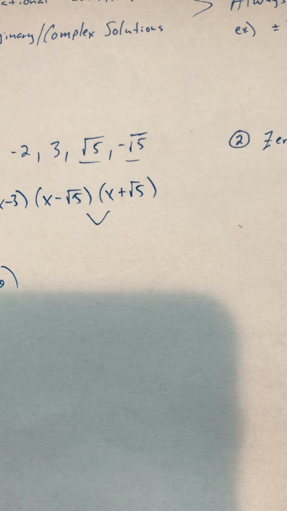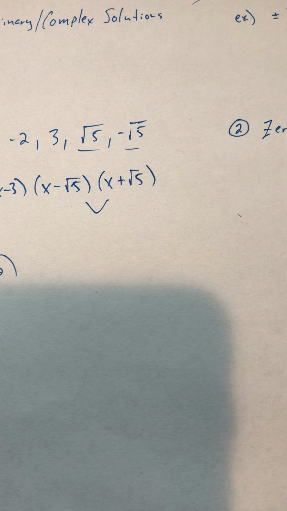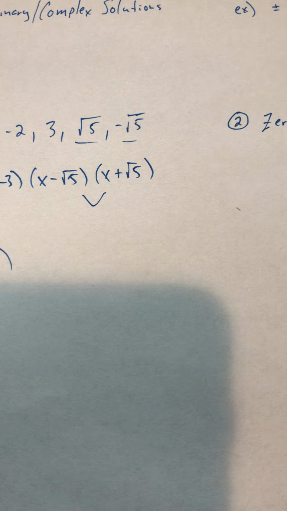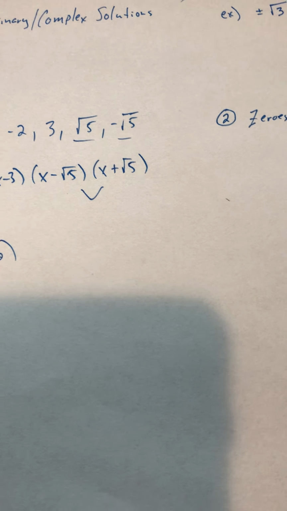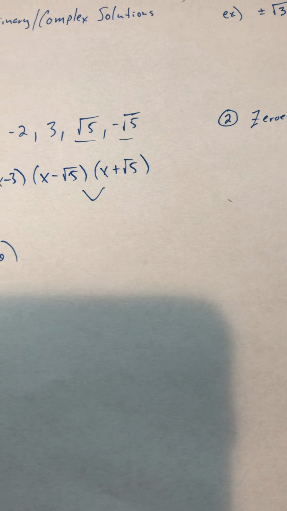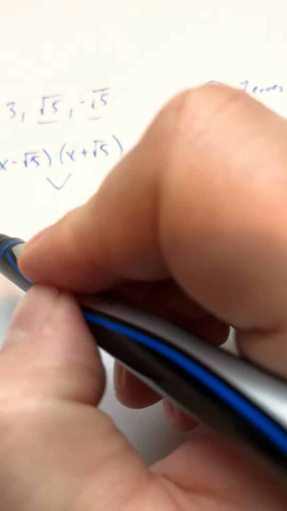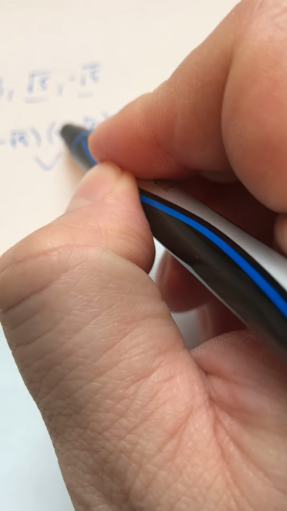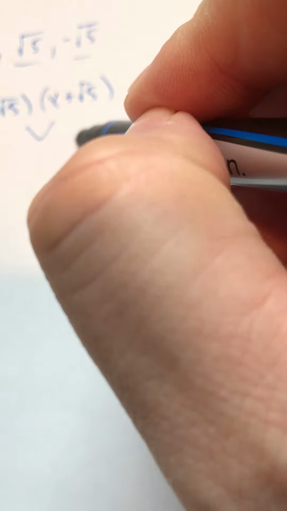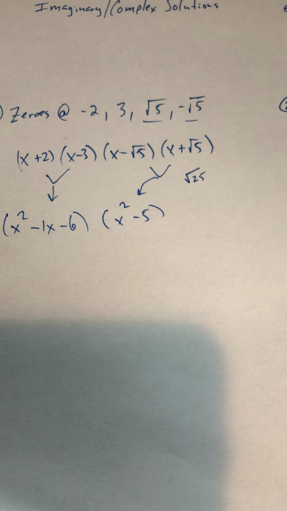On this one, since I have a conjugate pair, I don't actually have to do the FOIL process. Remember, on a conjugate pair, the O and the I will always cancel themselves out. So really, all I have to do on this one is x times x. And then at the end, I have the square root of 5 times the square root of 5. Now that gives me the square root of 25, which is equal to 5. So when I FOIL this out, there's my result, x squared minus 5.